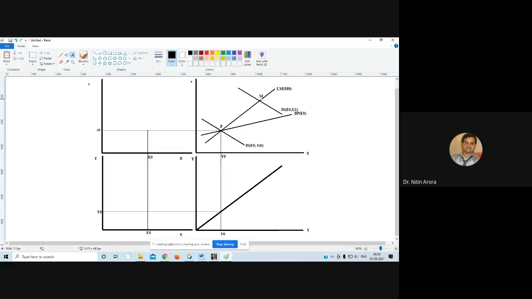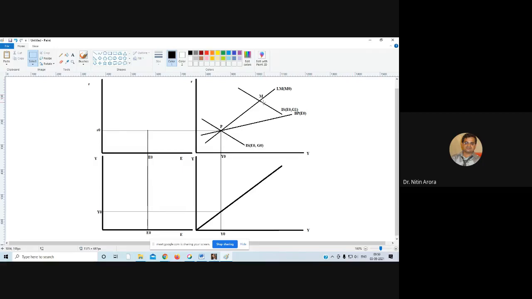Now, can you see that point M is to the left of the BP curve? Point M is to the left of the BP curve. Should I write these points here, or at the end I should write? Okay, at the end I will write all the points.